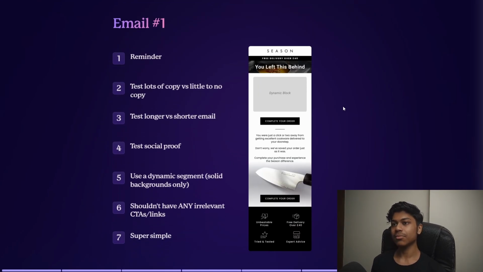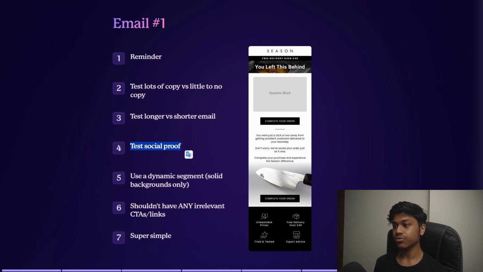So email number 1. Now, this email is literally just supposed to be a reminder, so you don't need to make it complex at all. Make it super simple. Test lots of copy versus no copy. For some brands, more copy will work. For some brands, it won't. For some brands, longer and shorter emails work. This is basically the same thing.